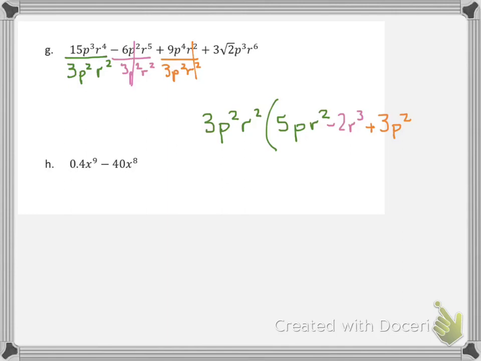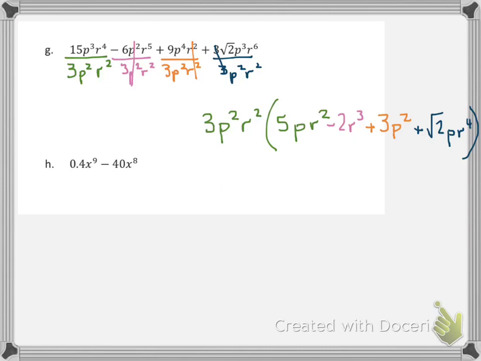Okay, fourth term, I'm also going to divide by 3 P squared R squared. And 3 divided by 3 is 1 times the square root of 2. So this is a positive square root of 2. P cubed divided by P squared is P. And R to the 6th divided by R squared is R to the 4th. And there it is. Just ugly as can be, but it is factored. We've got the greatest common factor pulled out of every term. So it is factored. Distributive property.